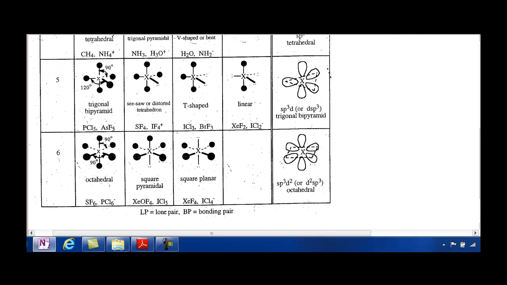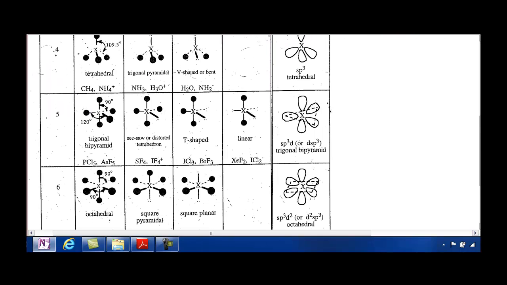If you have four groups around the central atom, like in the case of CH4, they repel each other. They're going to want to be 109.5 degrees, and the electronic geometry will be what? Tetrahedral. For a count of 5, it's trigonal bipyramid. For a count of 6, it was octahedral. Are we okay with that?